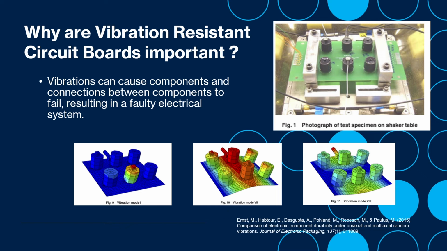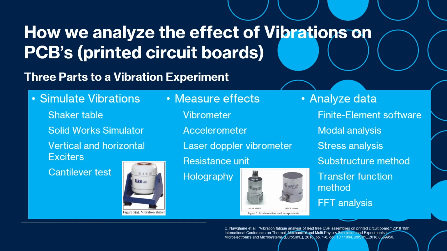So in order to study the impact of vibrations on PCBs, mode shapes of the PCBs must be studied. Modes of vibration are specific patterns of oscillatory motion, and they give shape to the vibration. These modes are defined by the characteristic frequency and boundary conditions. Across our study, we found that there were 3 parts to each vibration experiment that we studied. They all had some way to simulate the vibrations, measure the effects, and analyze the data.